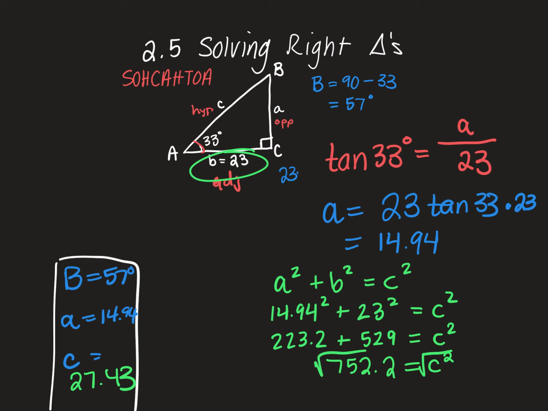So it'd be cosine 33 equals 23 over C. And then you would still multiply for 23. Right, well, you're going to multiply both sides by C and then divide by your cosine to get C by itself because C starts on the bottom. We're going to do an example like that in a minute. Okay, so let's do another one.